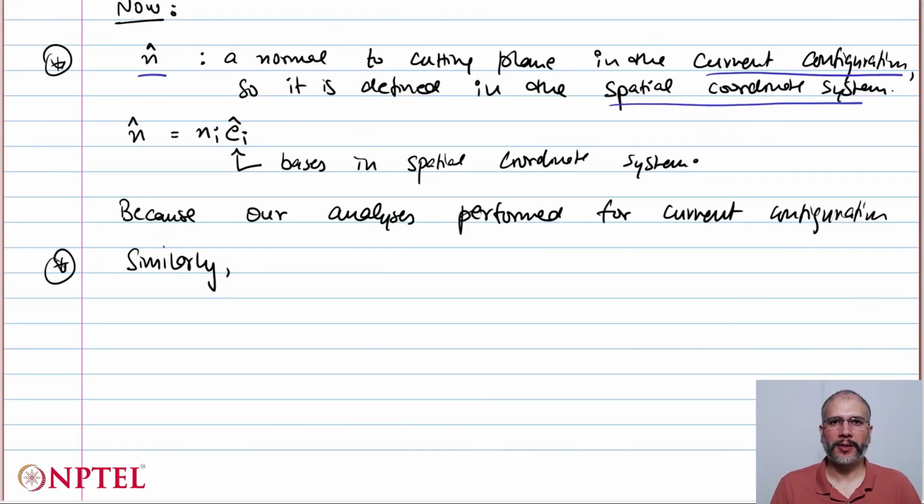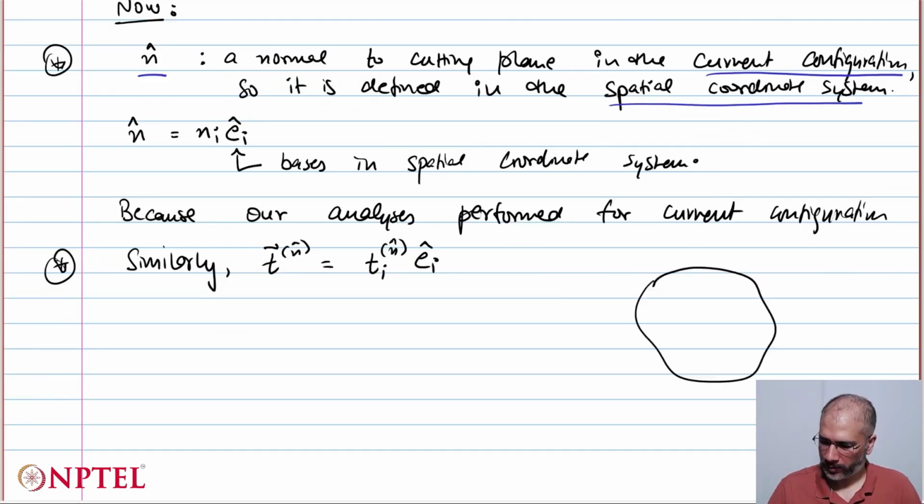Similarly, we define the traction vector t n hat also in the spatial coordinate system. So it's written as ti n hat ei, because we are performing this analysis in the current configuration. So we also express the traction vector in the current configuration. So this is our body, and this is our infinitesimal area d gamma with a normal n hat and a small force acting on it, which is df superscript n hat.